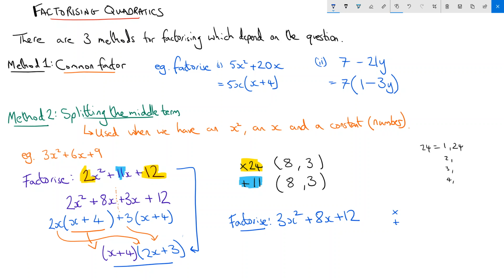Oh, I've written the question down wrong. Sorry, folks, I've written this question down wrong. It's 3x squared plus 8x plus 4, okay? That changed it a lot. So two numbers that multiply to give 12, but add to give the number in the middle. 8, sorry. Remember, add to give the number in the middle.